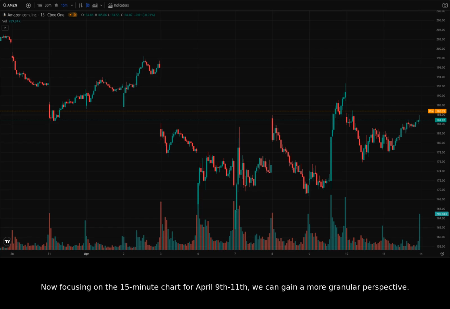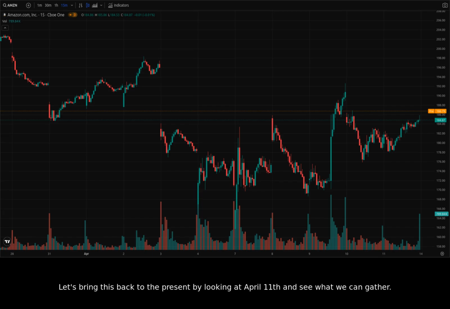Now focusing on the 15-minute chart for April 9th to 11th, we can gain a more granular perspective. We see lots of volatility, but we can now see some levels of support and resistance to look at. After the rapid drop from 187 to 167, we quickly jump back to 192, which looks like a strong resistance. There seems to be some support at the 172.2 level, but the price breaks through this on the 9th.